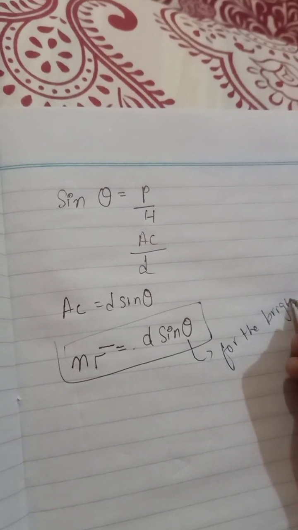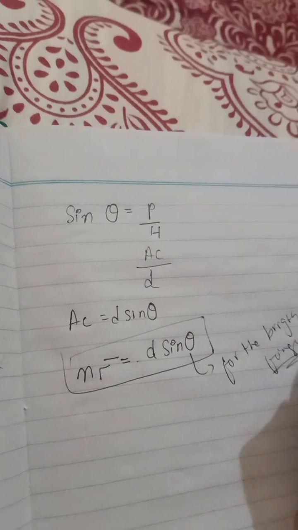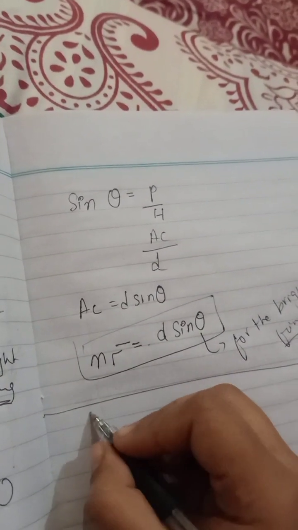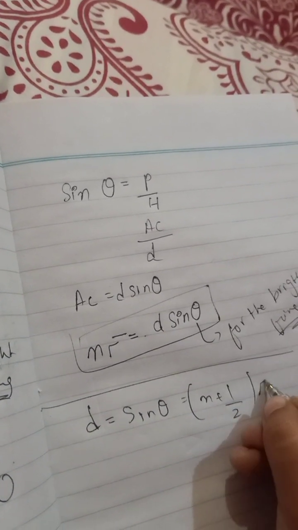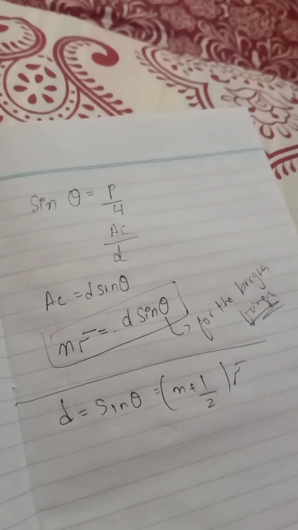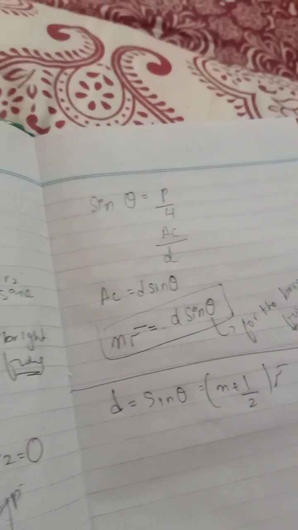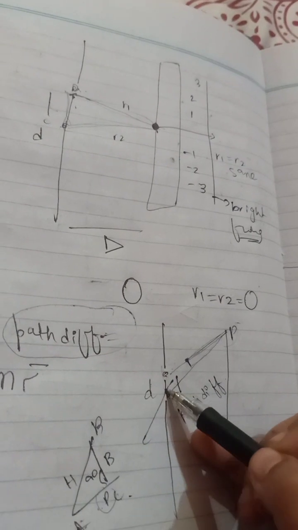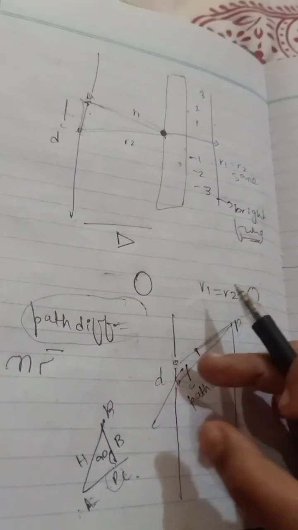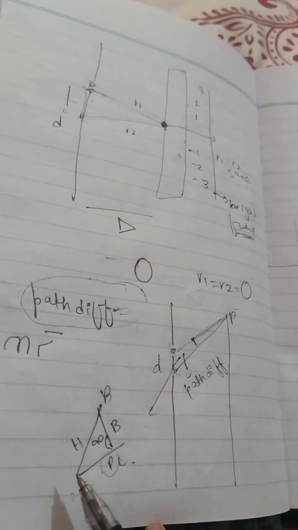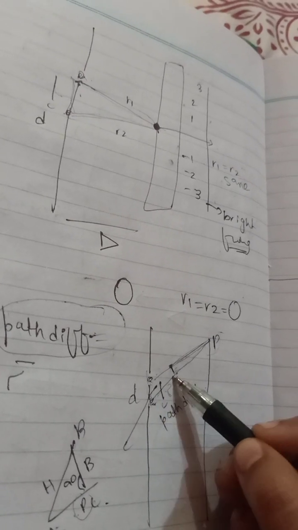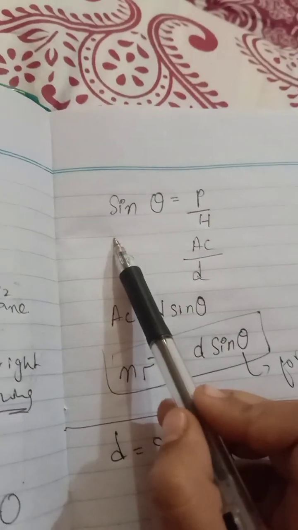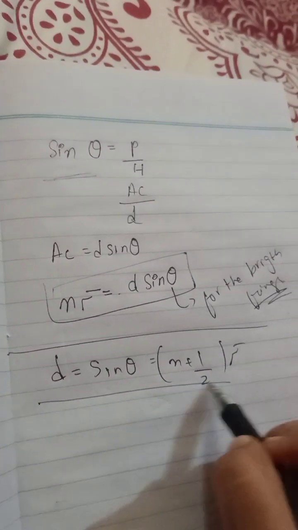If we talk about the dark fringes, we have the formula of the dark fringes: d sine theta is equal to n plus half of lambda. For example, I have taken d as the path difference, which means like this. We have taken the path difference AC as the perpendicular, and here we have taken the d, so that's why I put sine theta, which is perpendicular upon hypotenuse. So this is the formula of the dark fringes.